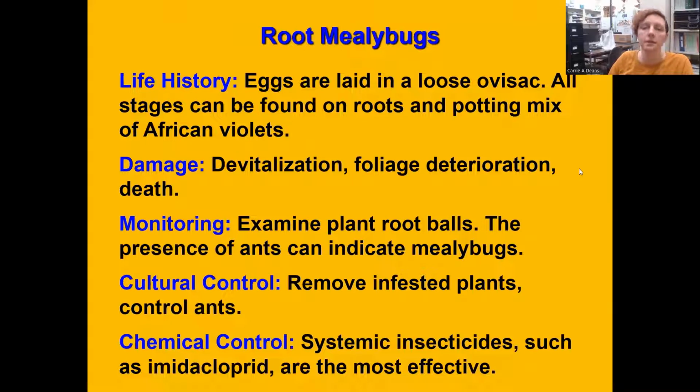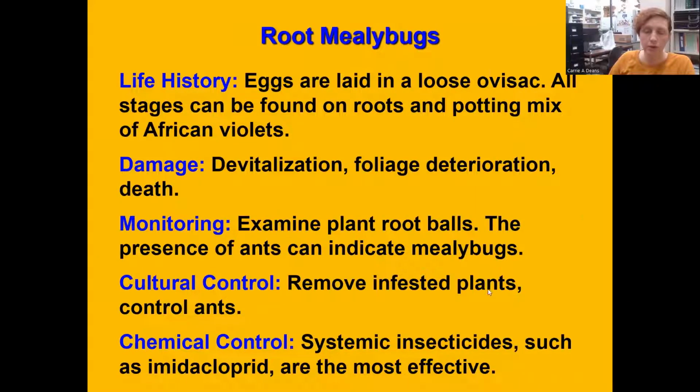So the damage, what you might notice, because you can't really see them above ground, is just devitalization of the plant, deterioration of the leaves. If plants are dying and there's really no other obvious reason why, you might have to check for these mealybugs in the soil. Obviously, you do this by examining the root ball, and it should be easy to see. Also, if ants are present, it could be an indication of mealybugs, because again, ants typically feed on the honeydew that they produce.